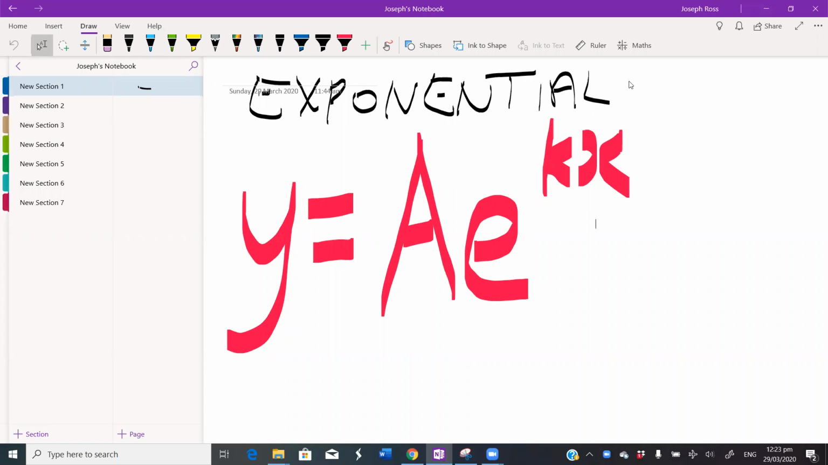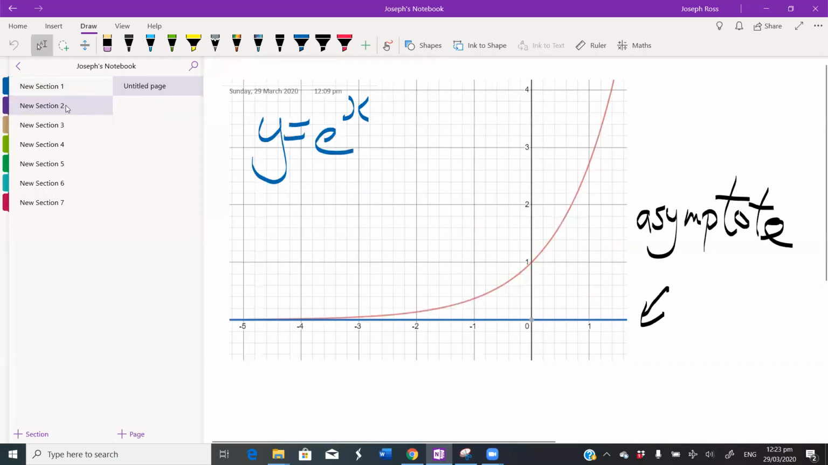Now exponentials have the general form that you see on the screen there, which is y equals a e to the kx. So if we have a look at the most simple exponential function, that is y equals e to the x, which is y equals 1e to the 1x. So that's the equation that has a and k both being 1. And we see that the curve of y equals e to the x is in red there.